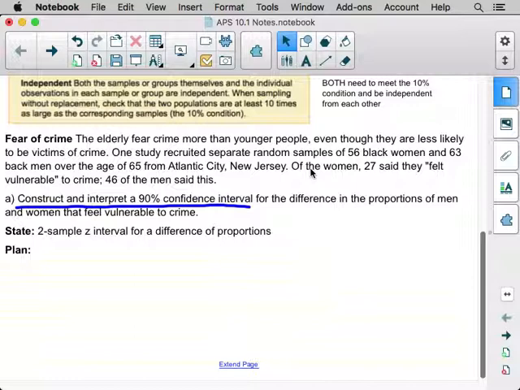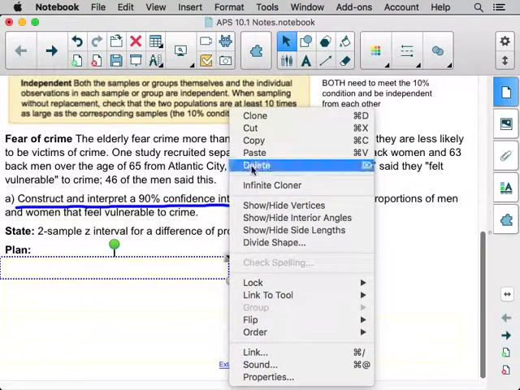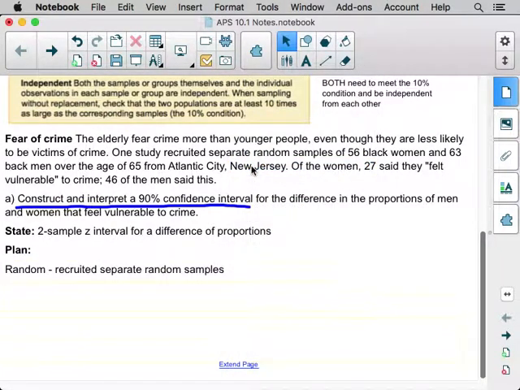Plan. Again, same three steps as all we've been doing. The thing to be careful about is that you have to show both samples meet all of these criteria. Here we need recruited separate random samples, because he did note that both of them were random. In some way, shape, or form, here I used the plural, samples. You could use the words both samples were random. Just make sure you're referencing that both of them met that randomness condition.